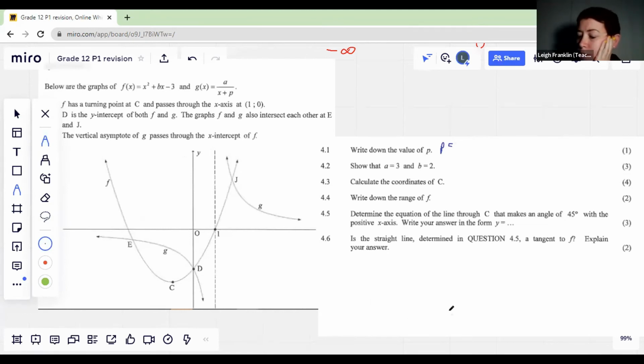Indeed, I got the same answer. Okay, so I also got that P was equal to -1. All right, so that means as far as G of X is concerned, G of X is A over X minus 1. All right, now we need to go and have a look.